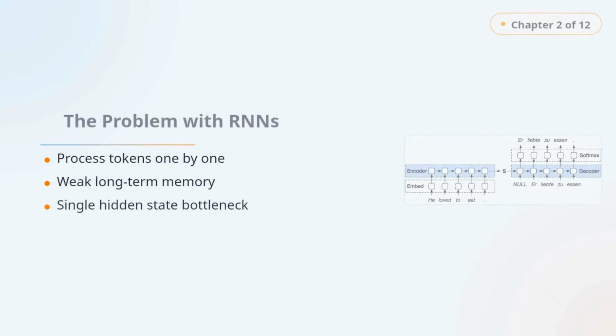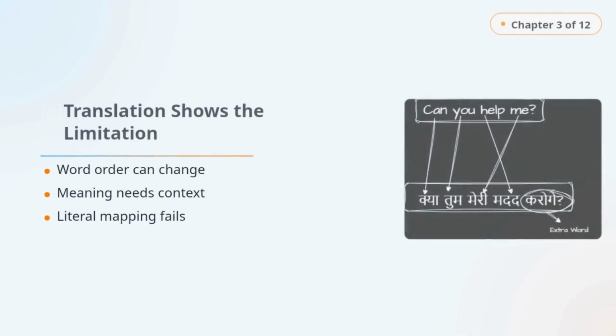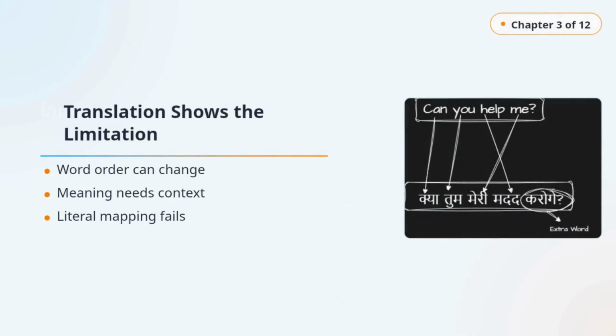Before transformers, RNNs and LSTMs were common for sequence tasks, but they process text step by step, and that creates a limitation. For long sentences, important details from earlier words can get diluted. In practice, the final hidden state has to carry too much information. In language translation, words do not always map one-to-one in the same order. For example, an English sentence may become a Hindi sentence with reordered words and even extra grammar words. So the model must understand context, not just copy words position by position.